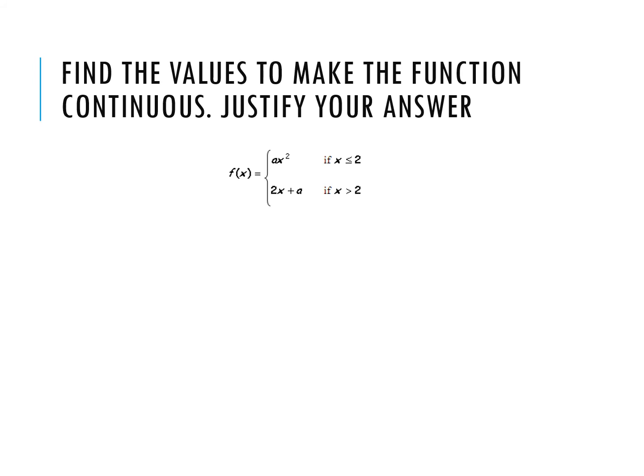All right, on this problem, we're trying to find the value of a that's going to make the function continuous. So remember, the function a x squared, no matter what a is, will be continuous on its domain because it's a polynomial. And so will 2x plus a be continuous on its domain because it's a linear function. So the only place where it could possibly be discontinuous as a piecewise function is at the breaking point, which would be x equals 2.